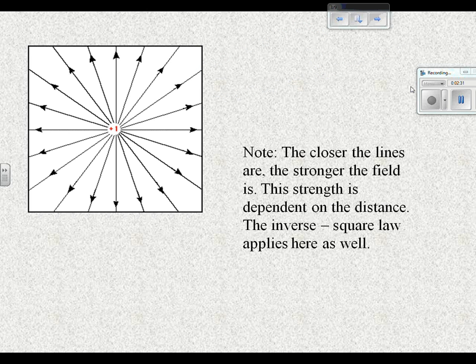Note that the closer the lines are, the stronger the field, and this strength is dependent on the distance, and as Jake asked just moments before, the inverse square law does apply here. Meaning that twice the distance, 2 times the distance, means 1/4 the strength. 3 times the distance would mean 1/9 the strength.